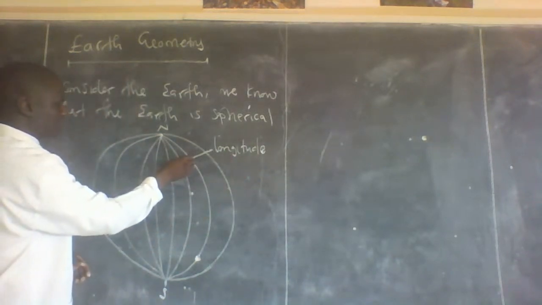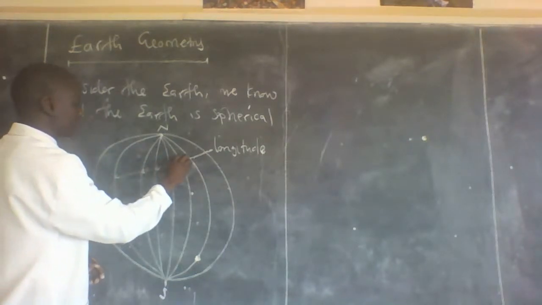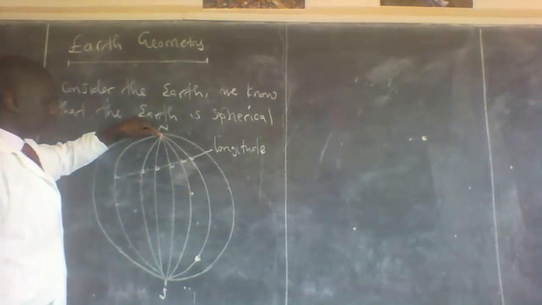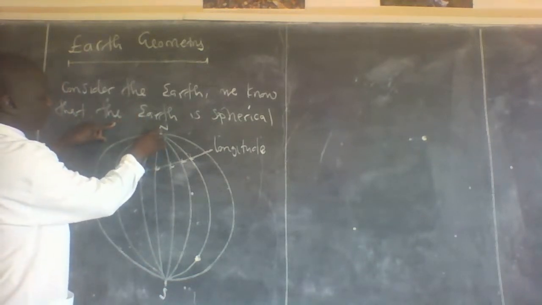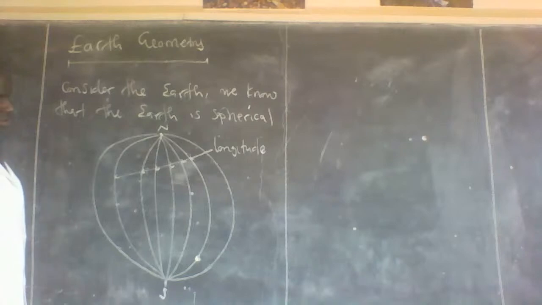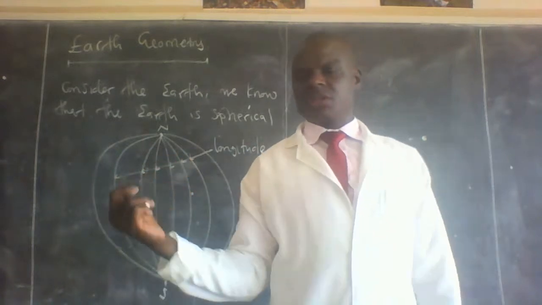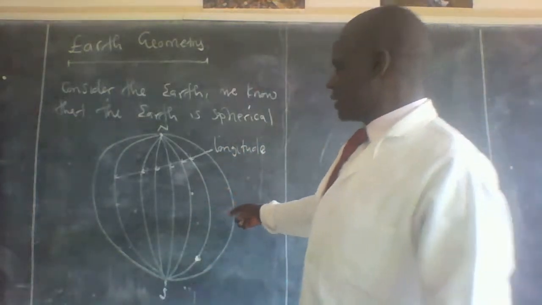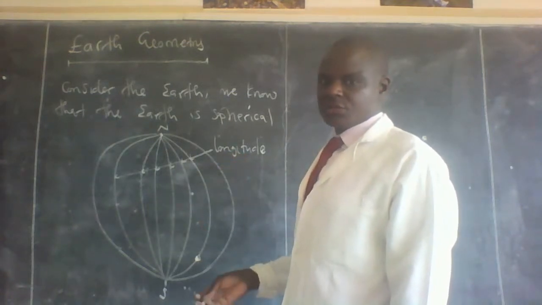All these lines that run from the north to the south are called longitudes, and they are equal in length. They run from the same point from the north up to the south. Longitudes are very important lines because these are the ones that we'll be dealing with when we start looking at time difference.